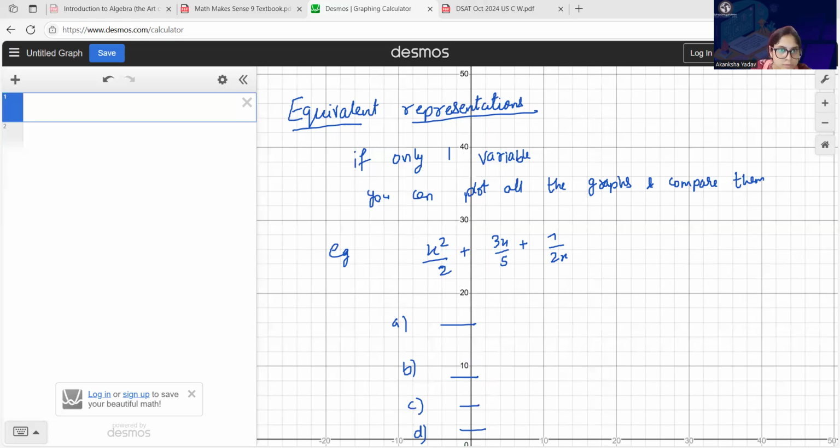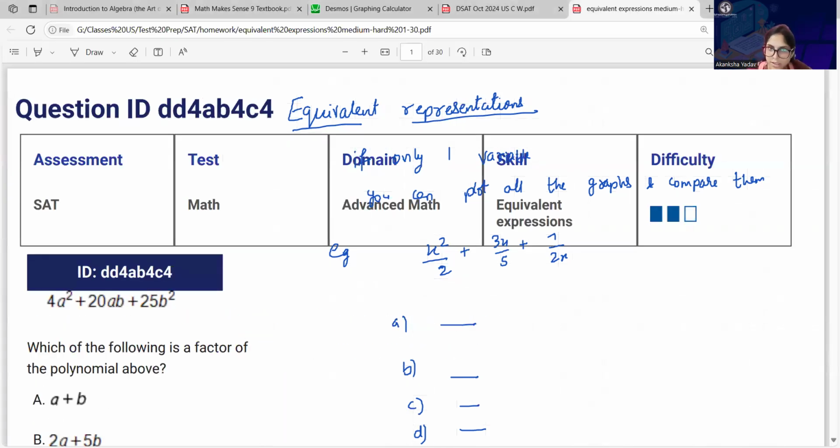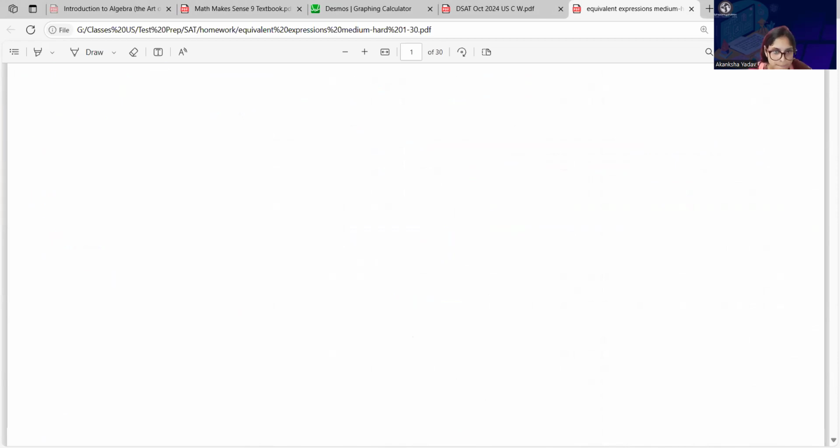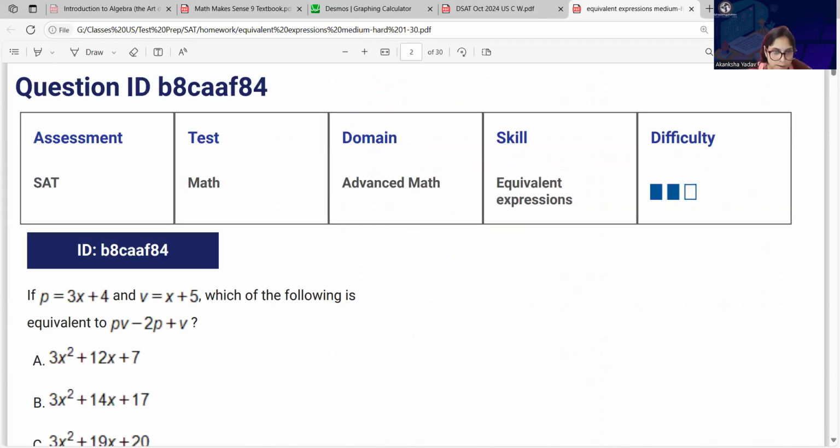Okay, I'll take a screenshot. I'm good now. Just give me a second. So these are some of the questions that we are going to try. This one is easier without DESMOS, right?